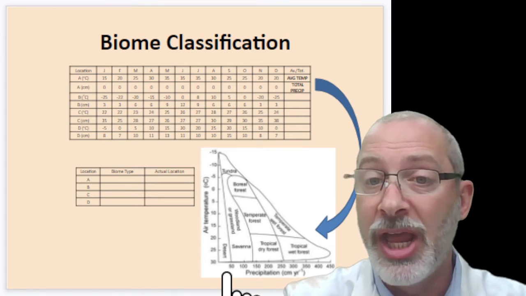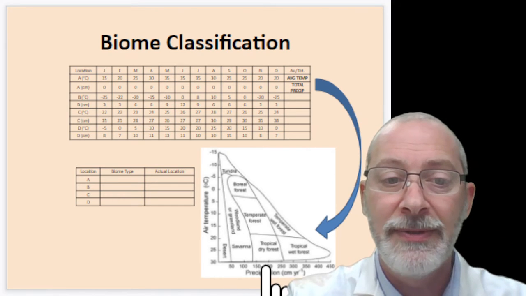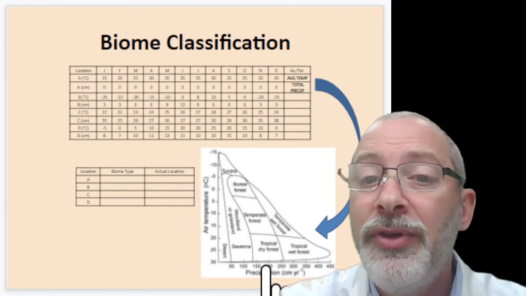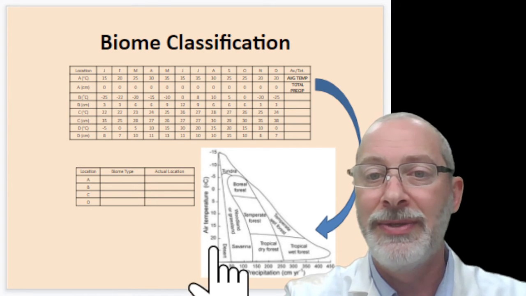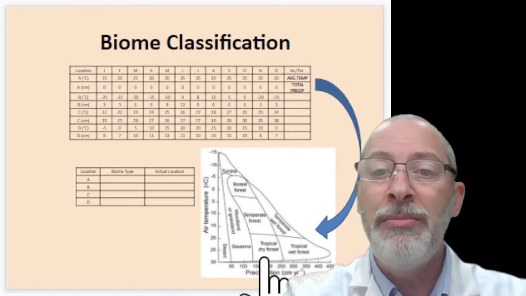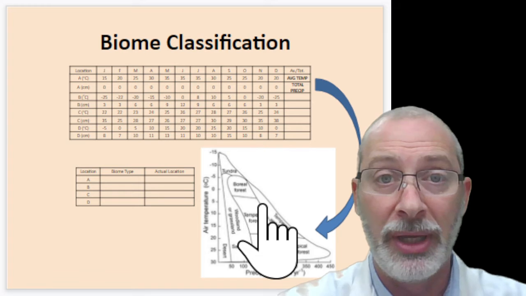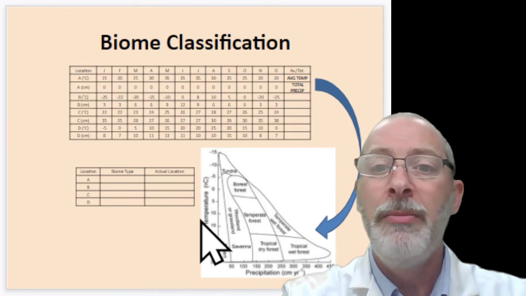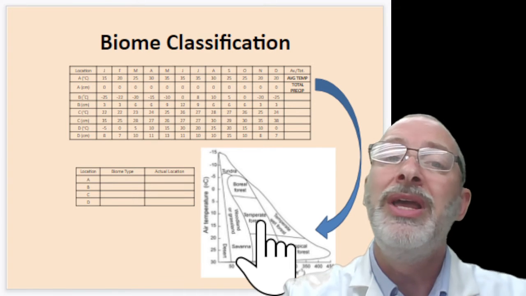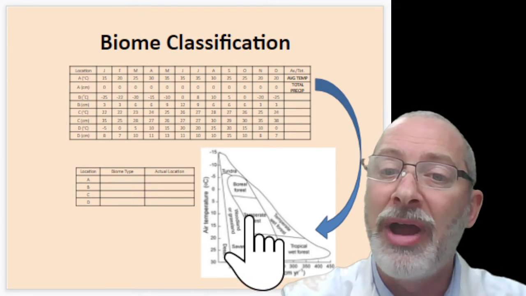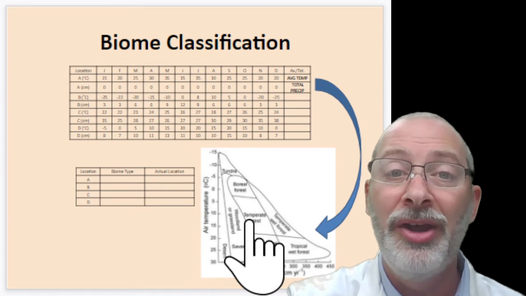So for location A, you find your total precipitation along the x-axis. And for the average temperature, you find it along the y-axis. Where those two numbers intersect one another, and you have to approximate a little bit with this particular graph, but where those two numbers intersect one another, it will give you a location on this graph that corresponds to one of the biomes on Earth.